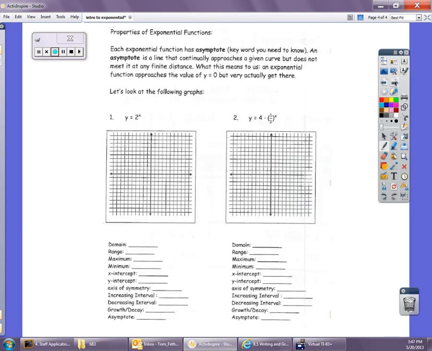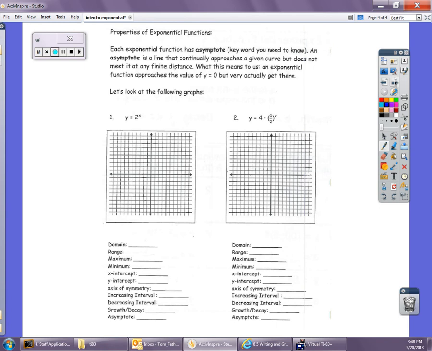Now, if we flip this over, it says properties of exponential functions. Each exponential function has this thing called an asymptote. This is a keyword that we're going to need to know. An asymptote is a line that the graph continually approaches, but does not meet at any finite distance. What this means is that when we start to graph these, you're going to notice it's going to get very close to the equation y equals 0, but it never gets there.